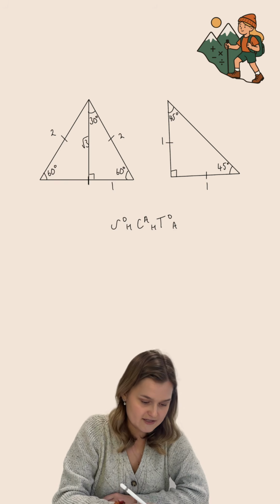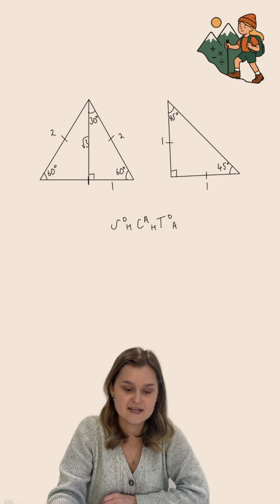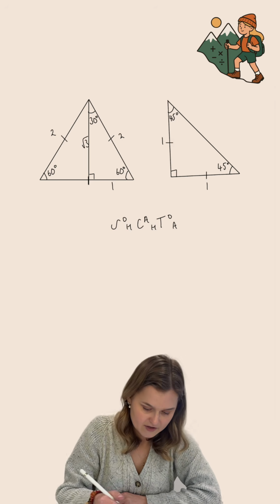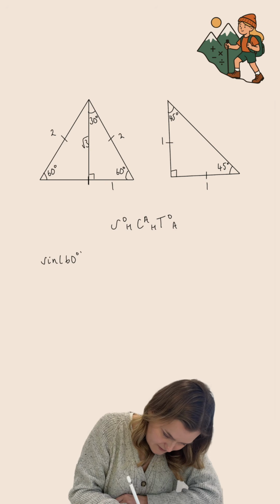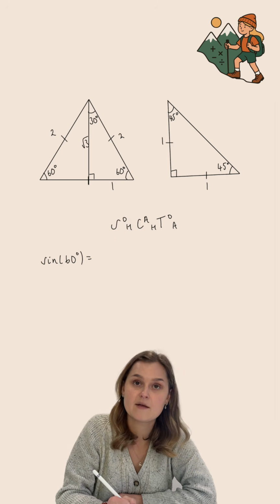Now I can use this right angle triangle that I've got here to calculate the exact trig values of 30 and 60 degrees. I'm going to use this along with SOHCAHTOA. So let's say we want to calculate sine of 60 degrees. Now we know that sine is equal to the opposite divided by the hypotenuse.